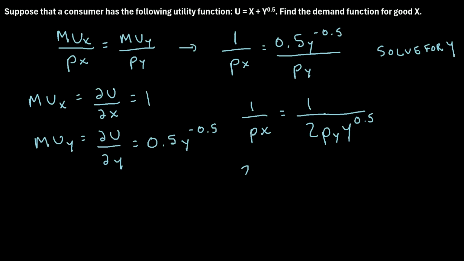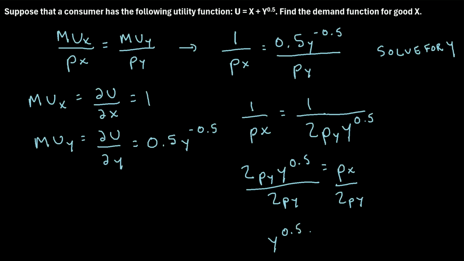So we'll get 2 times the price of y times y to the 0.5 is equal to the price of x. Then remember, we're solving for y, so let's divide both sides by 2 times the price of y. We'll be left with y to the 0.5 is equal to the price of x divided by 2 times the price of y. And the last step to get y all by itself is to square both sides. So we'll find that y is equal to the price of x divided by 2 times the price of y, and all of that is squared.